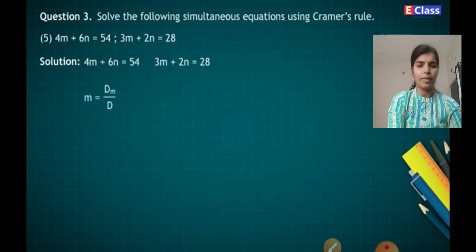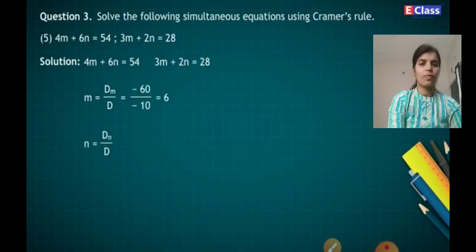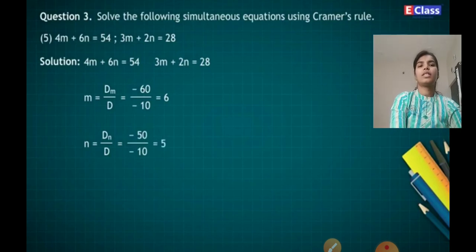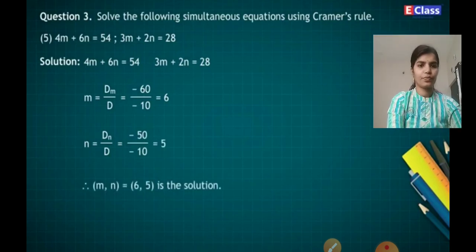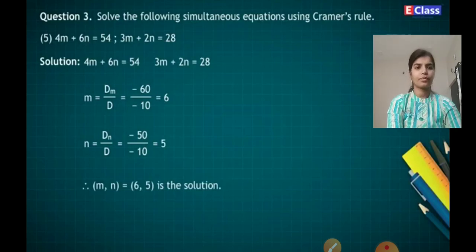Then we find m. m is equal to Dm upon D. That means minus 60 upon minus 10. So the value of m is 6. And n is equal to Dn upon D. So minus 50 upon minus 10. So the value of n is 5. So lastly, the solution of the equations is 6 and 5. Then we see the next.